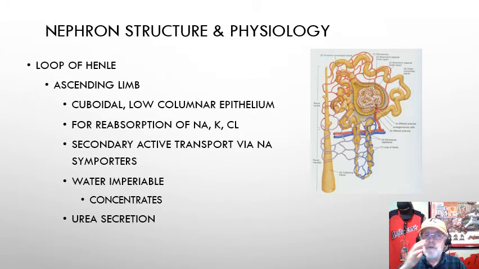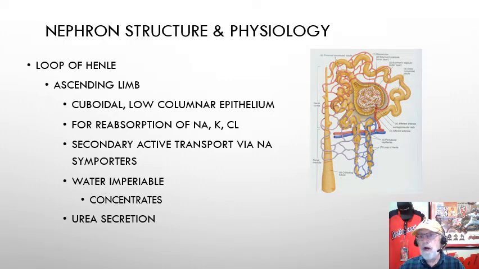And then the ascending loop again becomes water impermeable because the wall gets thicker and starts to save water. Again, remember that these are cuboidal or low columnar epithelium, and things like sodium, potassium, and chloride are reabsorbed up in that ascending loop of Henle, the loop going up. But I want you to remember that the loop of Henle helps to concentrate the urine, and then finally, when it goes up the loop of Henle, you try to keep that urine pretty stable in regards to its level of dilution, okay?